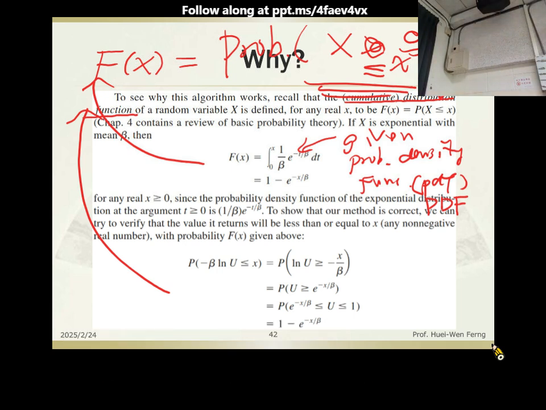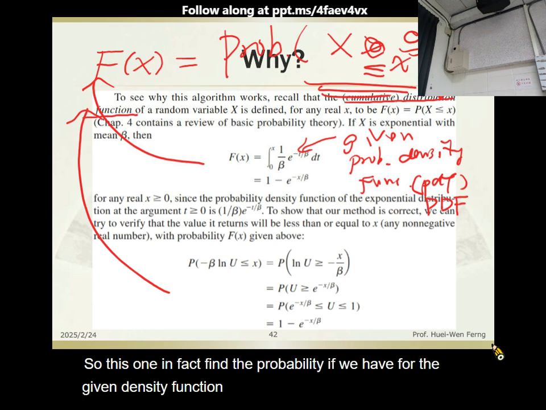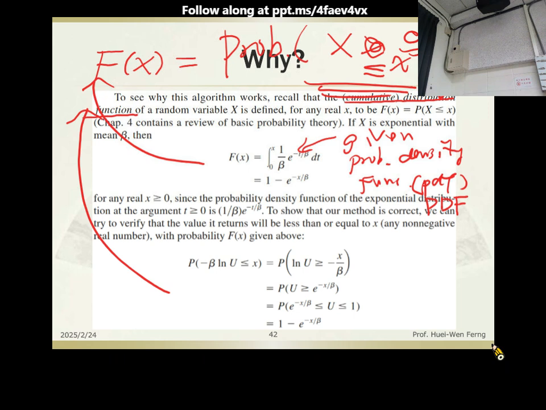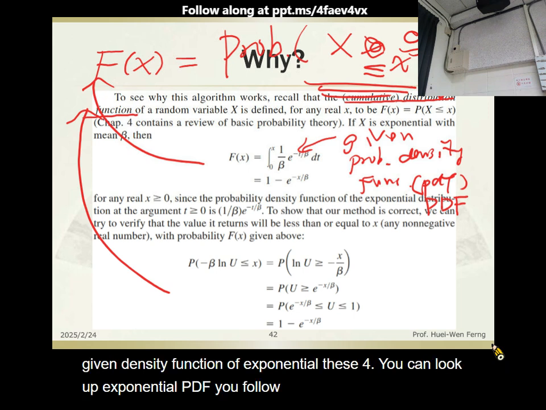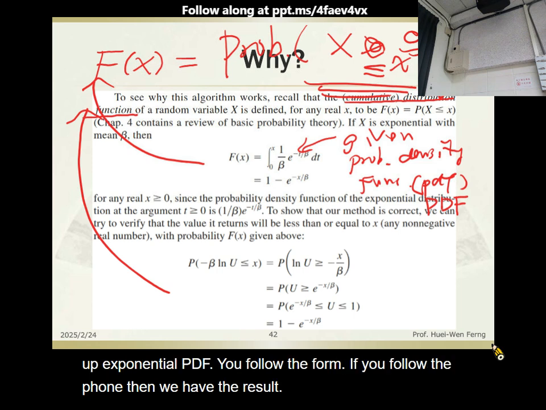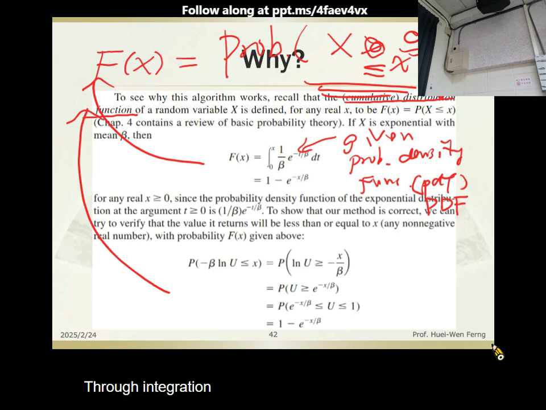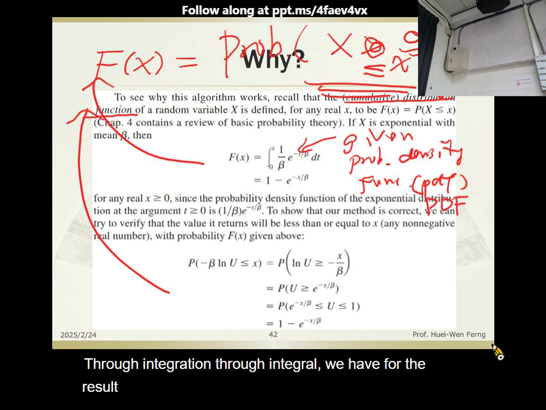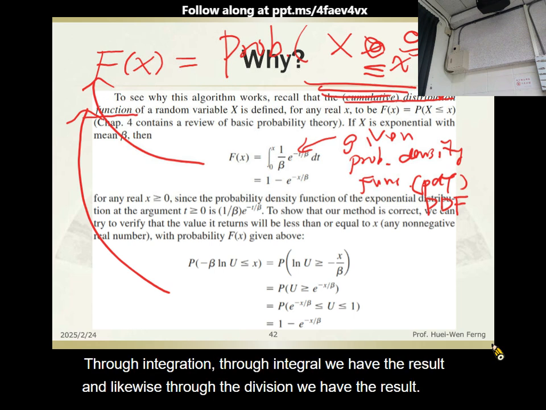So this one, in fact, finds the probability if we have the given density function of exponential, this form. You can look up the exponential PDF and follow the form. If you follow the form, then we have the result through integration, through integral. And likewise, through the derivation, we have the result. Result 1 and result 2 are equal.